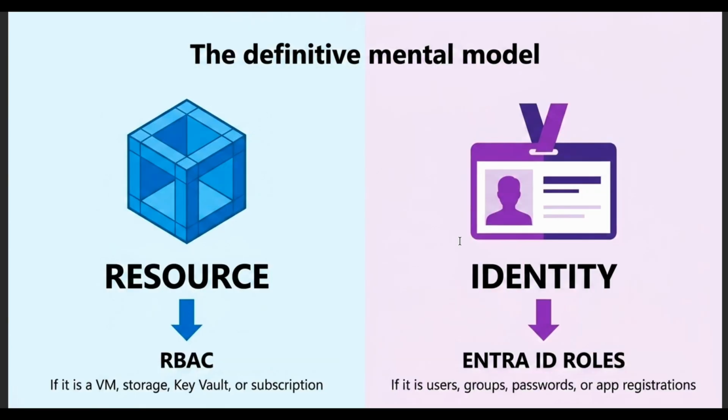And here is the simplest memory trick. If it is about a resource, use Azure RBAC. If it is about identity or the directory, use Entra ID roles. So if it's a VM, storage, Key Vault, or subscription, it's RBAC. And if it's user, group, password, or app registration management, it's Entra ID roles.